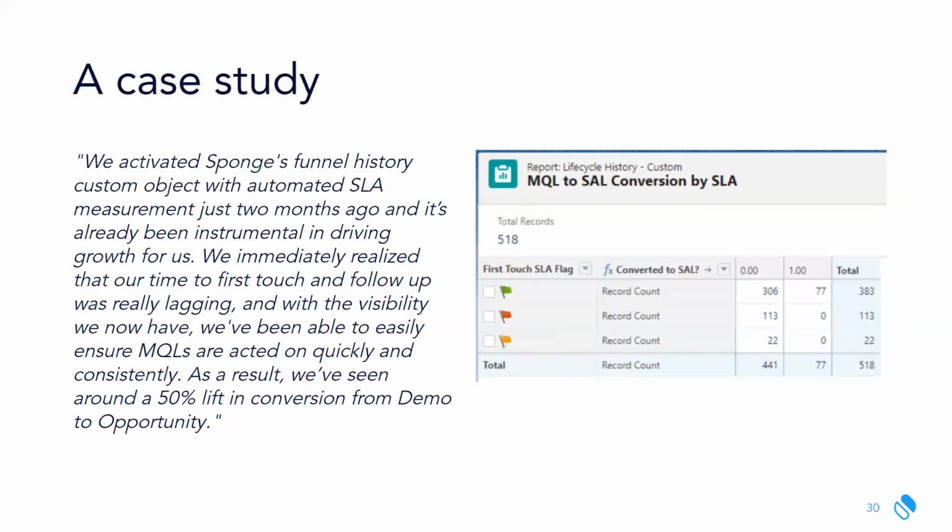And this report was really a shock to me. I expected the conversion from MQL to SAL to be much better when that first touch SLA was met, but I didn't expect it to be 0 when the SLA was missed. In this org, they keep everything in the MQL stage until a meeting is set. And then they have an SAL as like a 0 stage opportunity. So it was pretty remarkable for me to see that they had literally 0 meetings if they missed the first touch.